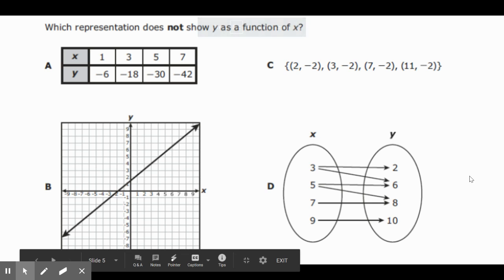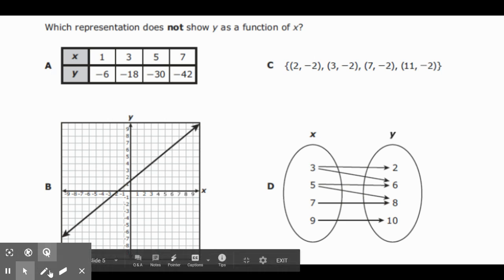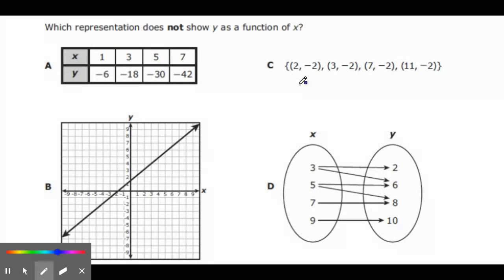Hey guys, let's go ahead and look at an example of identifying a function. We've talked about functions and we know that a function is represented when there are no repeating x values. For each x value, there is one and only one y value. A way we can remember that is that x cannot have any side checks. If an x already has a y value, it cannot repeat.